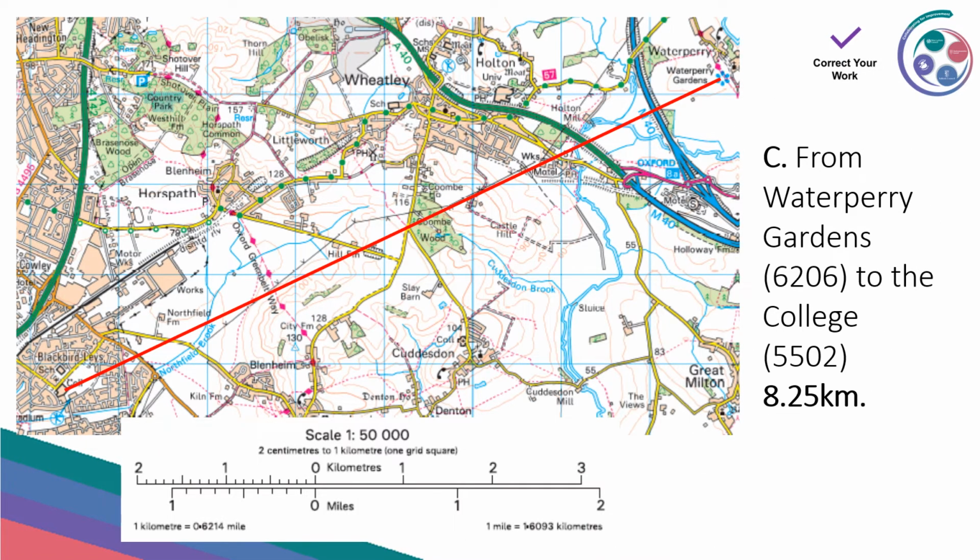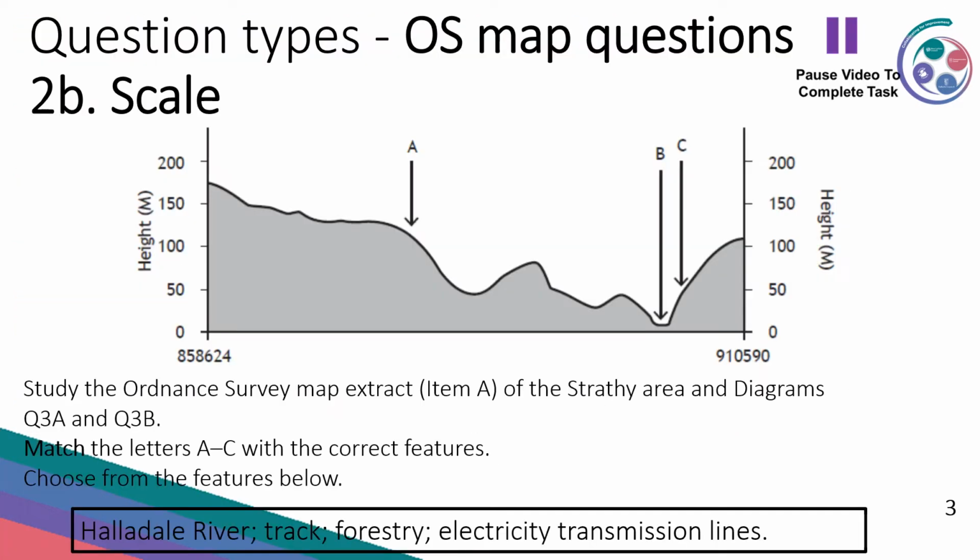Similarly, we had to put this all on one slide, so this is clearly one that's much bigger, from Waterperry Gardens to the college. And you can see again here we've got the scale bar at the bottom, so you can simply use your ruler on the scale bar to measure distances to find out what it is in kilometres. So that was the first type of scale question.